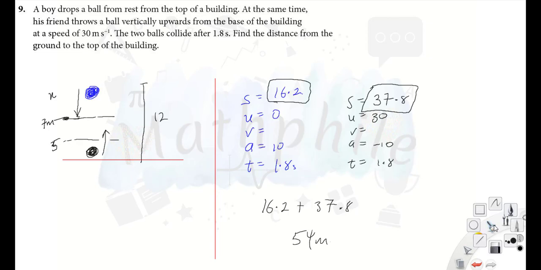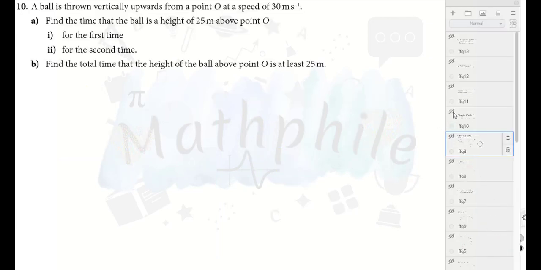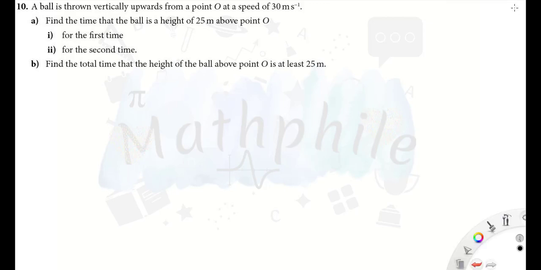Let's see how many questions we have solved so far. Let's solve the tenth question. I've got three more to go, but I think time is not on our side. So let's solve this one.